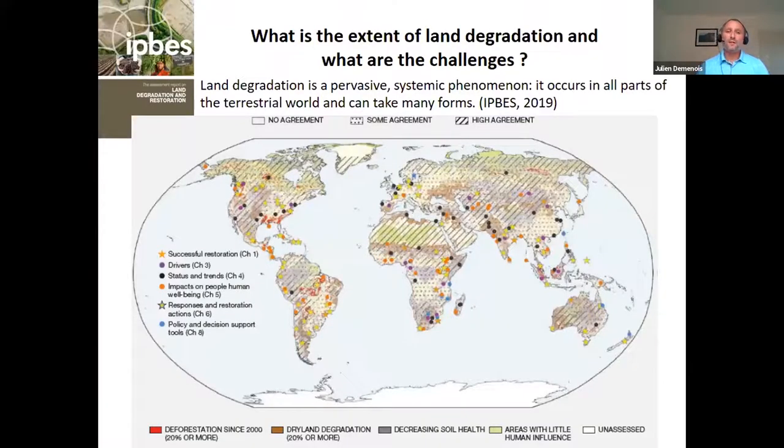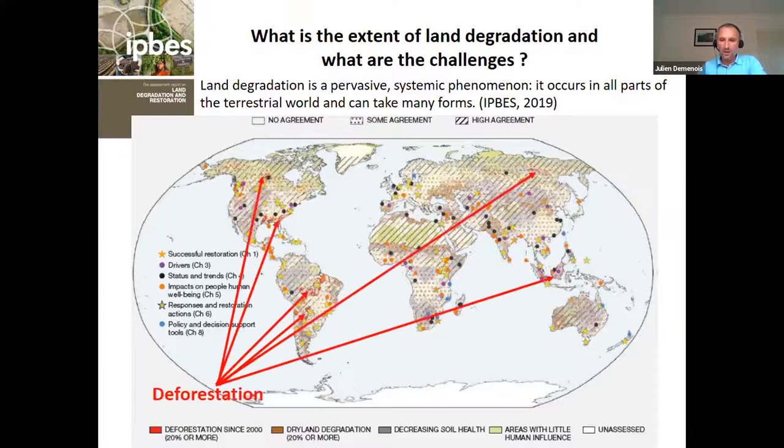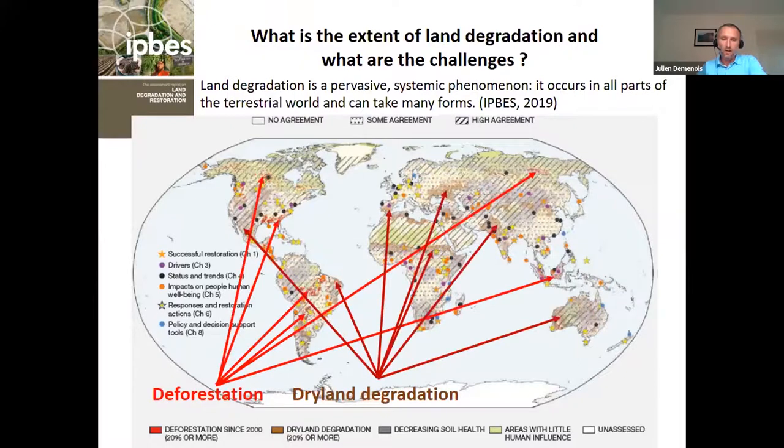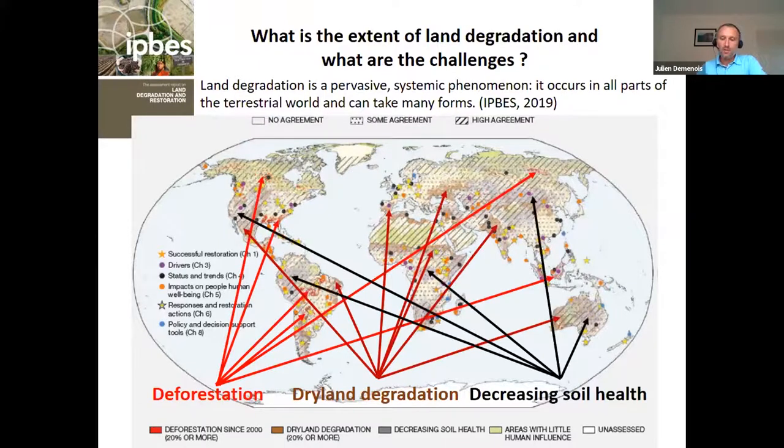So now let's have a look at the extent of land degradation and at the challenges related to it. Again, the IPBES, in its report on land degradation and restoration, said that this is a pervasive and systemic phenomenon that occurs in all parts of the terrestrial world. If we have a look at this map, which is, I admit, quite difficult to understand, I will try to simplify it. We have some hotspots of deforestation, which is a kind of land degradation. We also have dryland degradation, in light brown on this map. And we have decreasing soil health, for instance, in gray on this map.